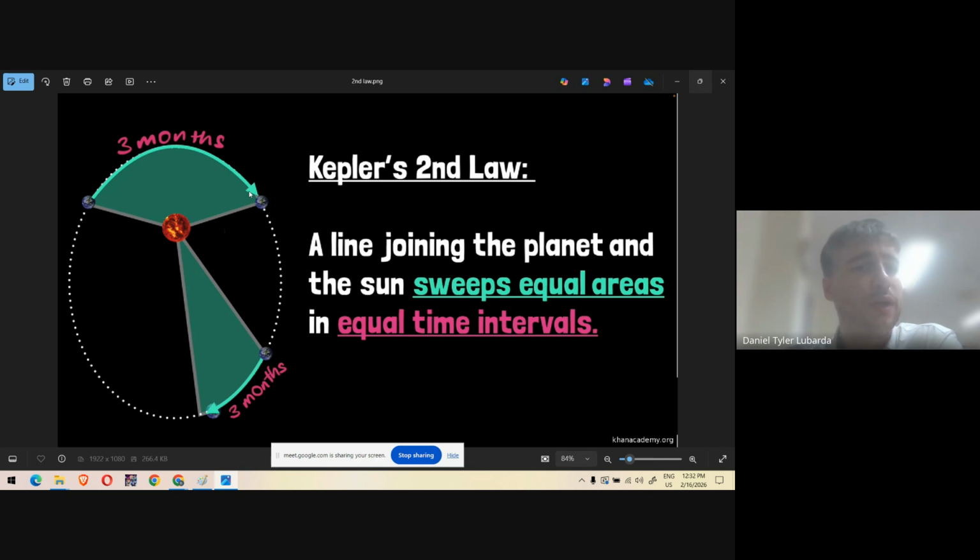So if you're going more distance in the same amount of time, that means you're going to be going faster. So when you are closer to the sun, you're going to be going faster. When you're farther from the sun, you're going to be going slower.